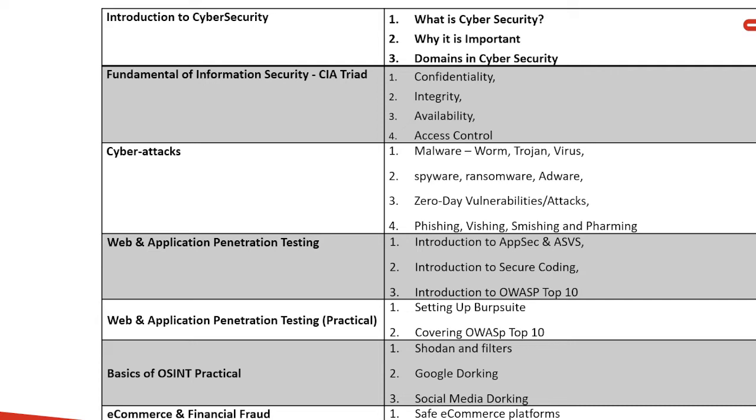We can use hashing, encryption, digital certificates, and digital signatures to make sure that the data's integrity is maintained. Then we have availability.